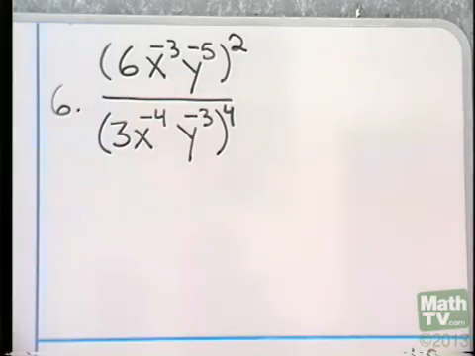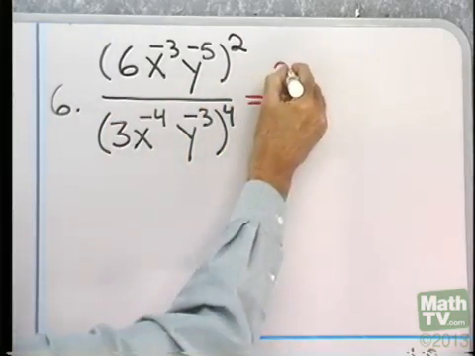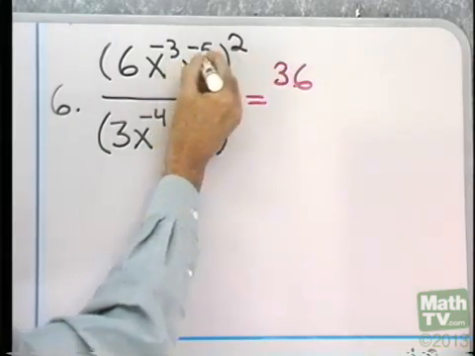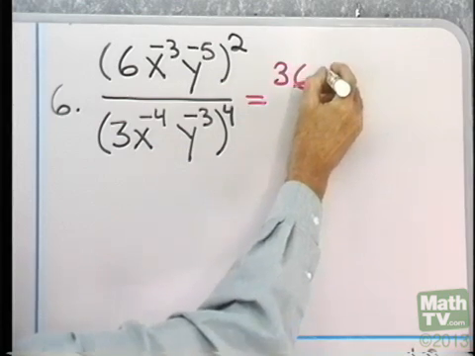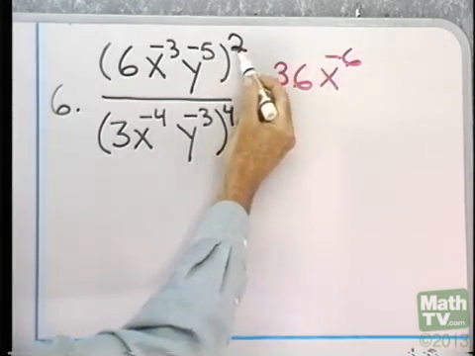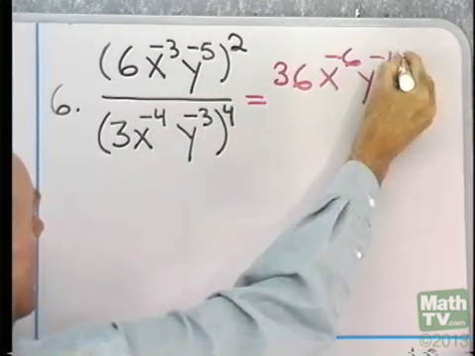Here it is. Here I have 6 to the 2nd power. That's going to be 36. I have x to the negative 3 to the 2, so a power raised to a power, and multiply exponents and get negative 6. Y to the negative 5th to the 2nd power. Again, I multiply exponents and I get y to the negative 10th.